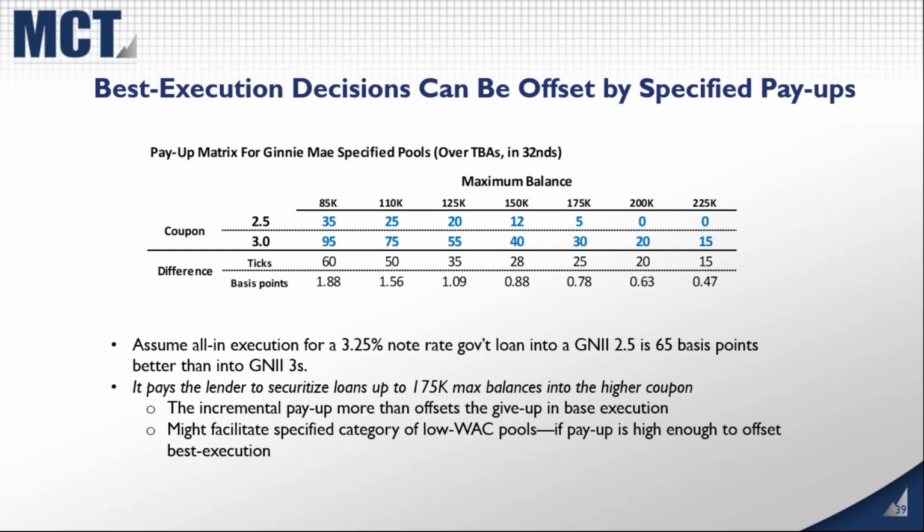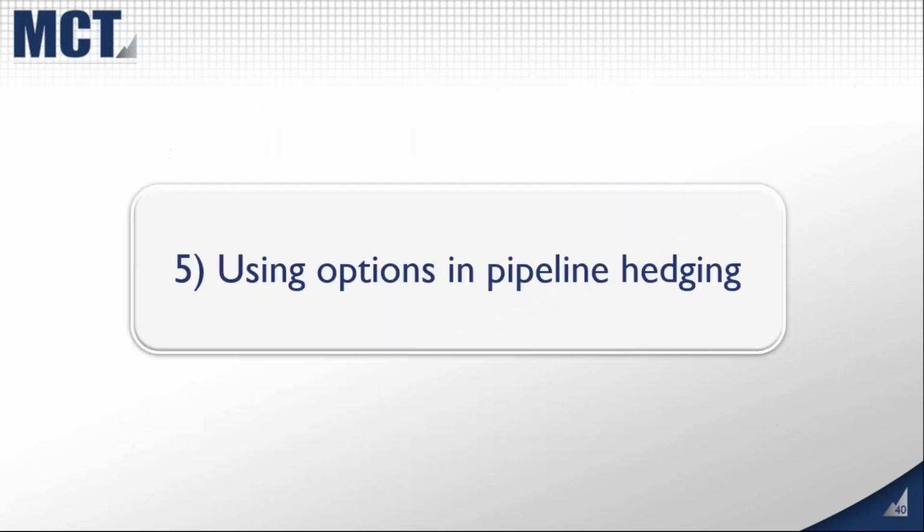space, you may be able to create a spec product, a category of low WAC pools. In other words, say UMBS 2.5s with a maximum WAC of 3% rather than the 340 to 352 you see now. So it's definitely something to keep in mind going forward if execution moves back to where it makes sense to do that, and that would again be driven by the trade-off between the execution difference versus the incremental pay-up.